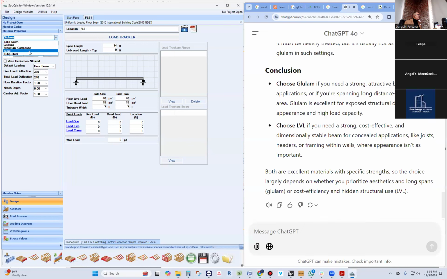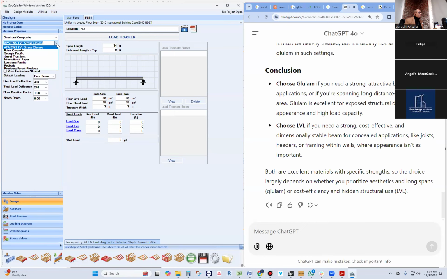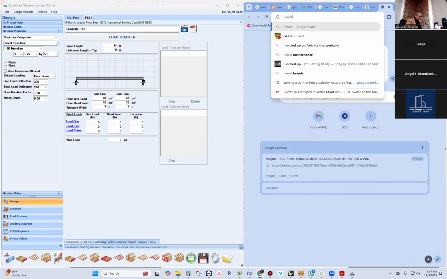And then we go to structural composite. An LVL is a species, if you will, of a structural composite. It happens to be the one we use most. That and the I-level truss. Okay? That and the I-level truss are the ones that we use. So I-level trusses are kind of like TJIs. I-level truss.